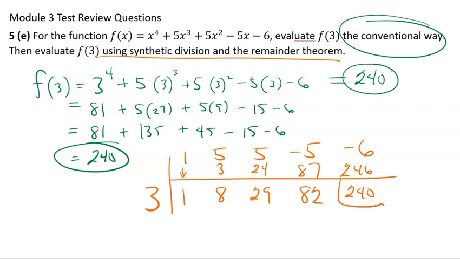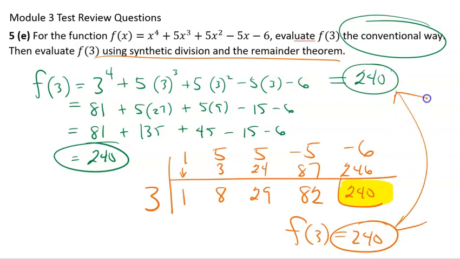Okay? Now, what's my answer? It's not all this. You're just supposed to use the remainder theorem. So that also tells me that f of 3 is equal to 240. Now, y'all, if you do this on the test, please know you're supposed to get the same answer. And if you don't, please figure out why you didn't. Okay? Check your work. Figure it out.